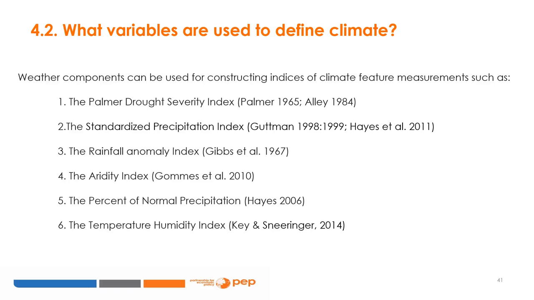1. The Palmer Drought Severity Index, 2. The Standardized Precipitation Index, 3. The rainfall anomaly index, 4. The aridity index, 5. The percent of normal precipitation, and 6. The temperature humidity index.